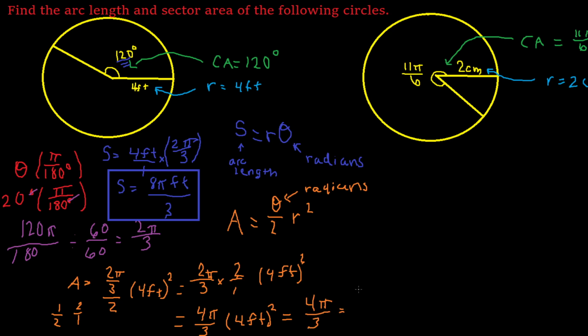So 4 squared is 16, and feet squared is, guess what, feet squared. Not too bad. And then all we need to do, we can set this over 1 to simplify the rest. So 4 times 16 is 64 feet squared all over 3. And that is our sector area because we can't simplify anymore.